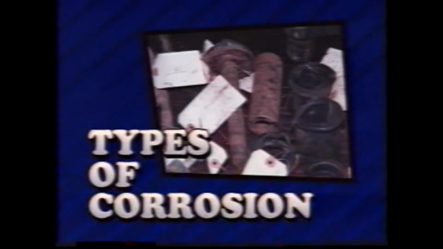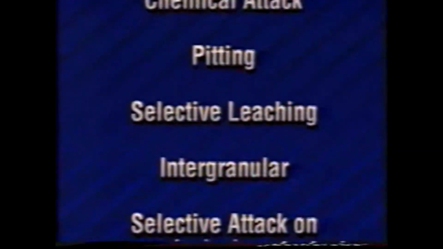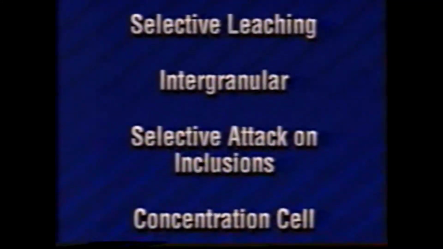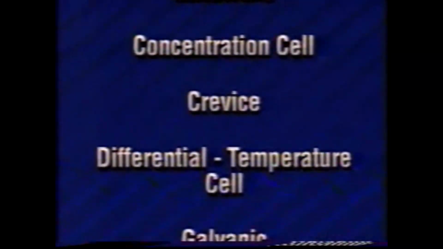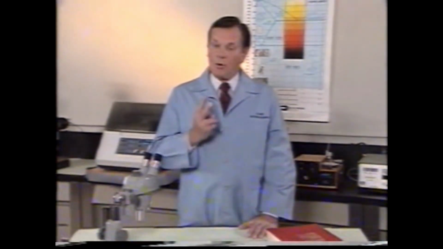Types of corrosion. Typical types of corrosion include general chemical attack, pitting, selective leaching, intergranular, selective attack on inclusions, concentration cell, crevice, differential temperature cell, and galvanic. Frequently, corrosion failures may be caused by the simultaneous action of two or more types.